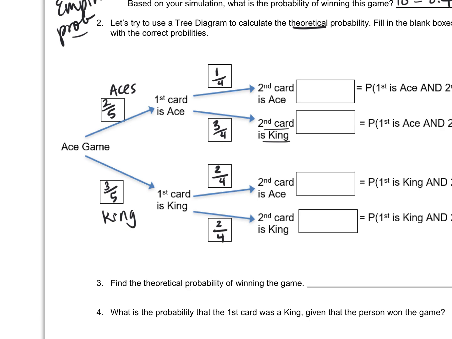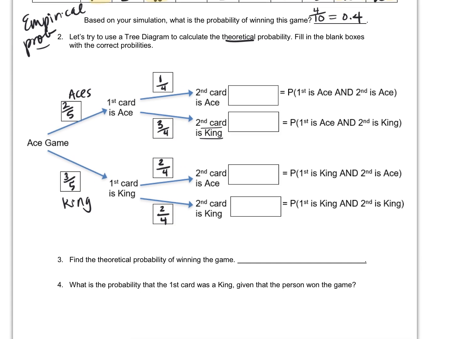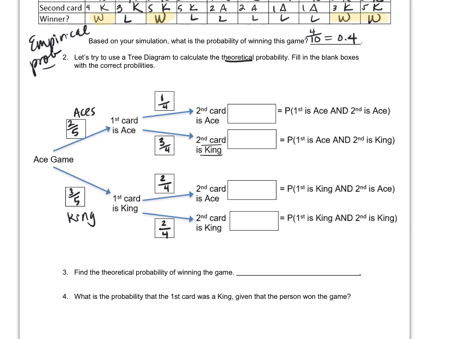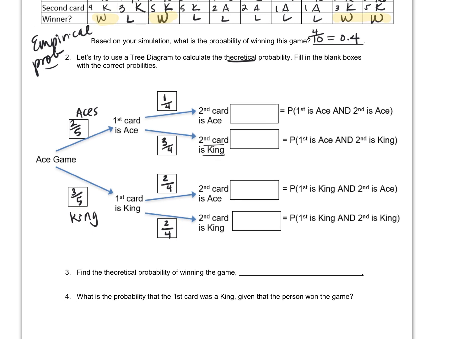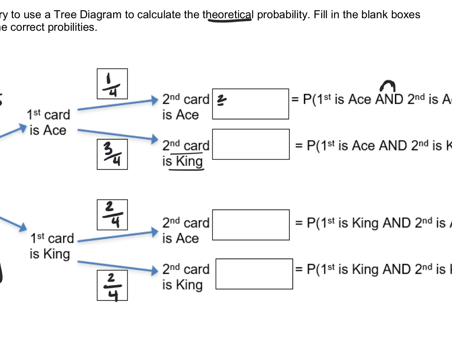Okay. So then it comes down to finding these probabilities. Probability that the first is an ace and the second is a king. Remember, and could be symbolized with the rainbow thing. Okay. So when you're using a tree and finding and probabilities, all you're doing is tracing down the branch and multiplying. That's it. So the first is an ace. That probability is 2 out of 5 times the second card being an ace was 1 out of 4, which gives me 2 out of 20.